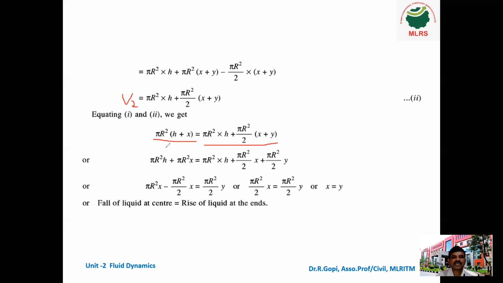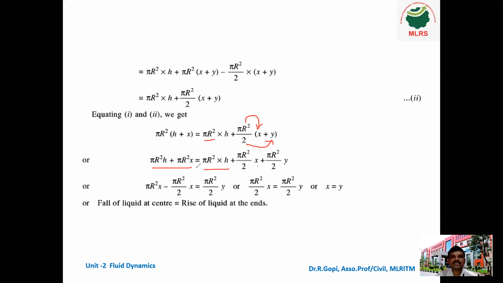What you got? So here you can see pi r square into h, and pi r square into x. I write down here. Next, come to here. Same, pi r square into h plus pi r square by 2, this value multiplied by this value: pi r square by 2 into x plus pi r square by 2 into y.